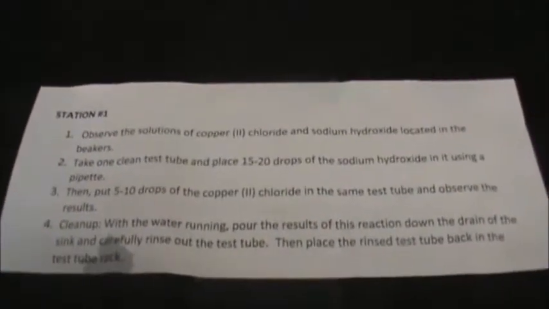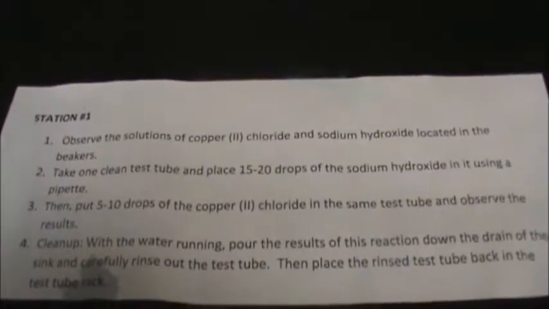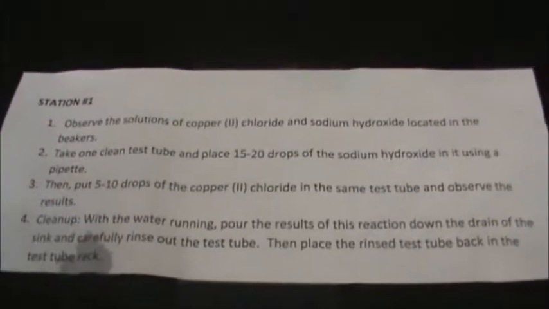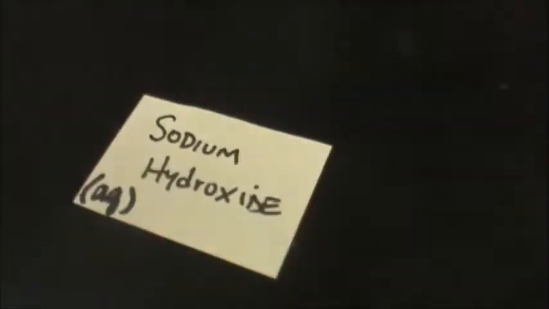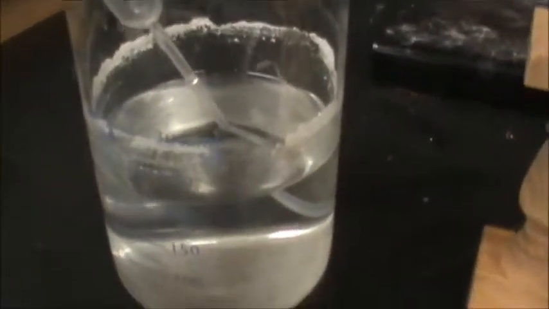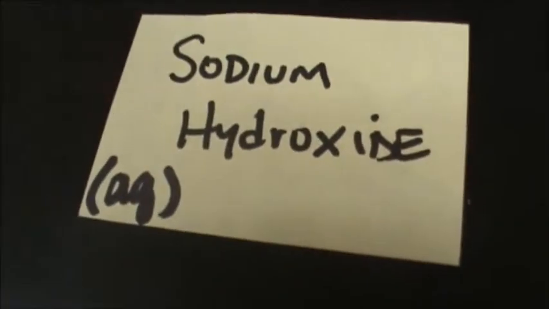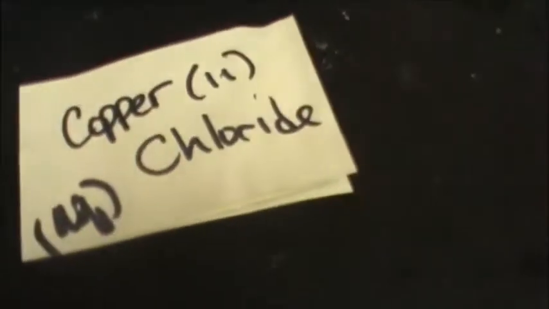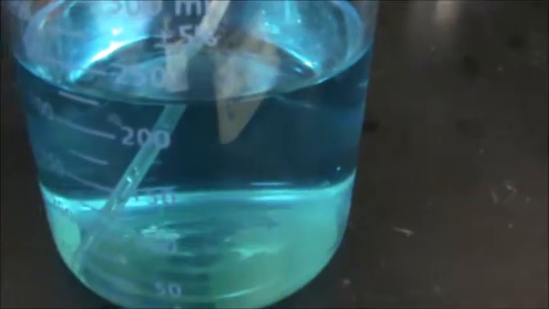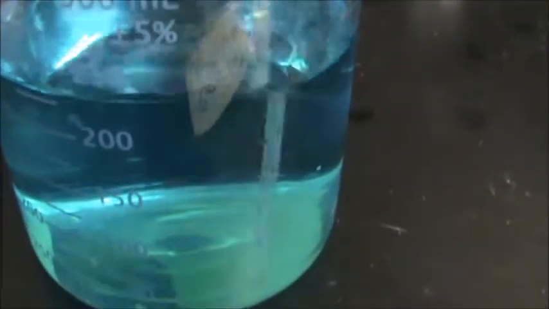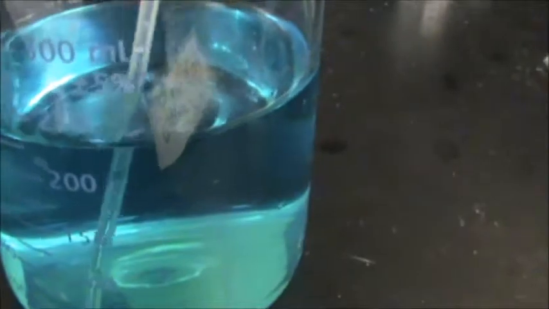Station number 1. We're moving down to here. We have a description of the reaction. Let me see if I can zoom out a little bit. Observe the solution of copper 2 chloride and sodium hydroxide located in the beakers. So that's what we're going to do. Here is my sodium hydroxide solution. Looks just like this. Alright, it is dissolved in water, so keep that noted. It is aqueous. We come over here to the copper 2 chloride, and this is what it looks like. Looks like bluish water. It is aqueous. Looks pretty clear. I can see the pipette no problem. And now we're going to continue on with the procedure.